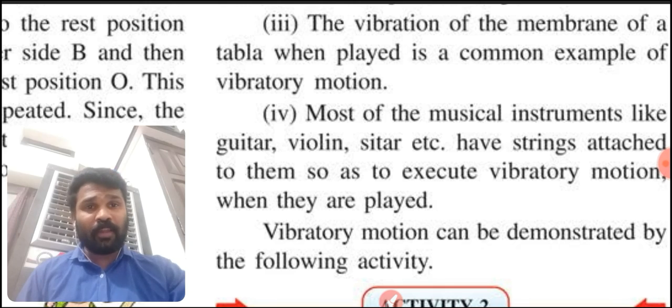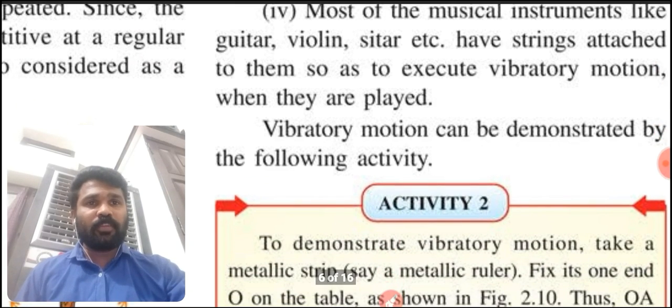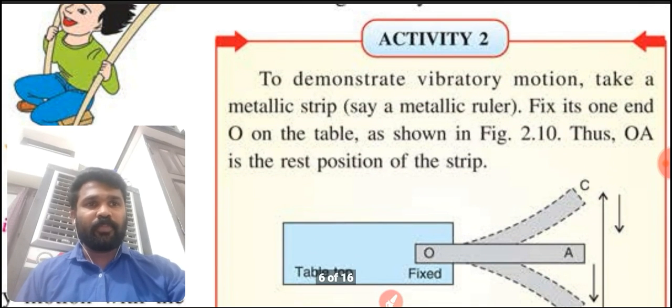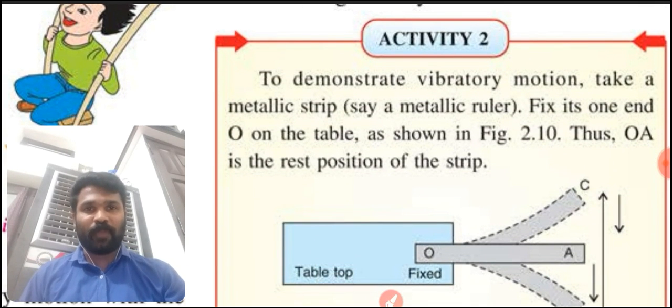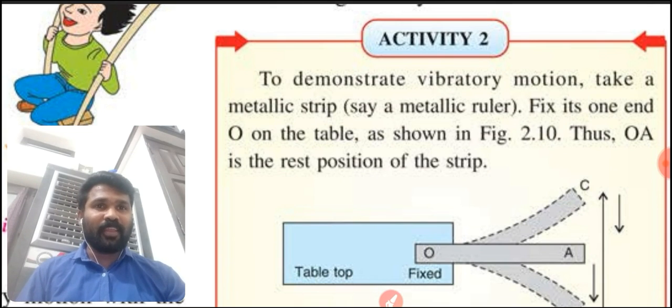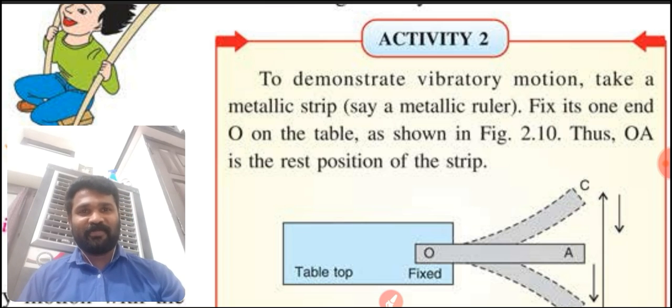Vibratory motion can be demonstrated by the following activity. Now we are going to do one activity. I have already explained this activity to you. To demonstrate vibratory motion, take a metallic strip or metallic scale, a steel scale. Students, don't forget it, the steel scale.